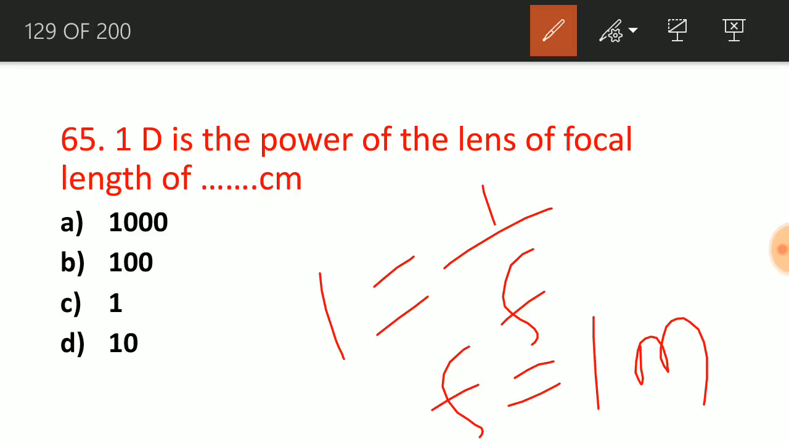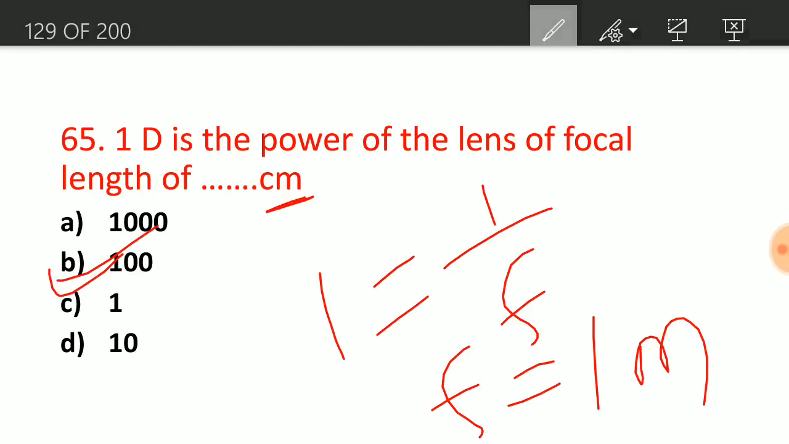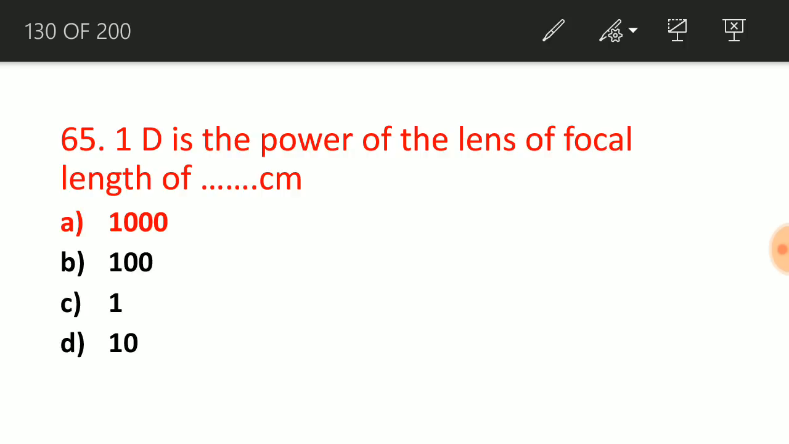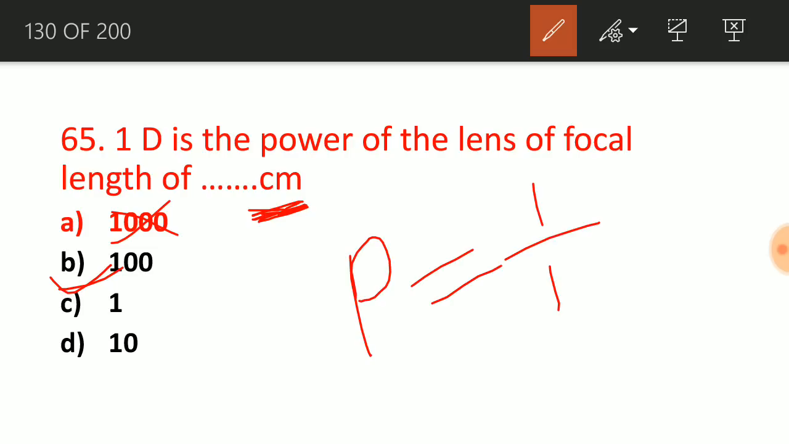For the calculation of power in diopter, our focal length should be in meter. Here it is 1 meter and the option is in centimeter. So 100 centimeter is the right answer for this question. For the option in millimeter, 1000 would be the right answer, but here it is centimeter. Because of that, 100 centimeter is the right answer, because 100 centimeter means 1 meter. 1 meter means 1 by 1, that is power is equal to 1 diopter.